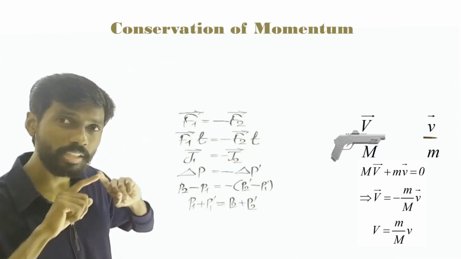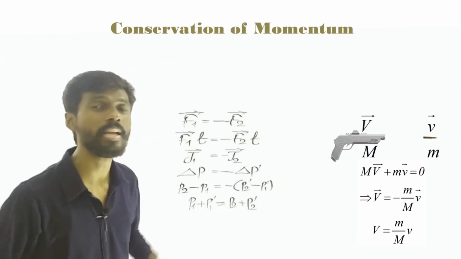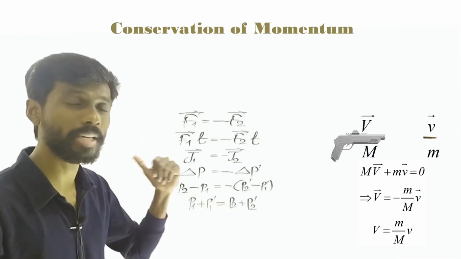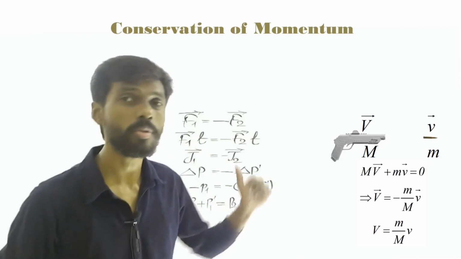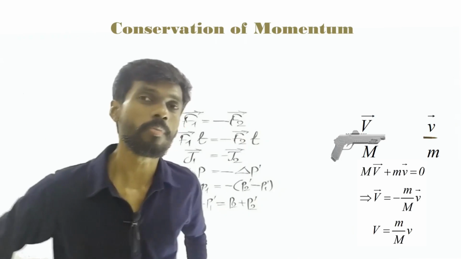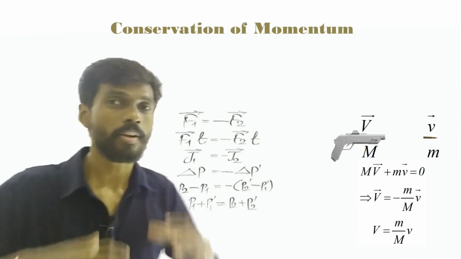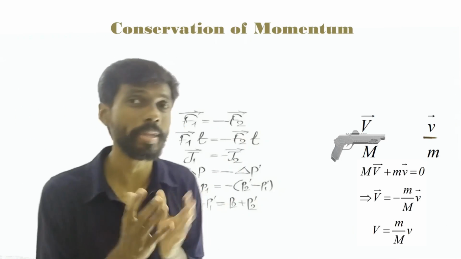So the bullet moves in the forward direction, so the gun will also have a recoil. In the opposite direction, it will have momentum, mass times its speed, but in the opposite direction. So this is the relation between the speed of the bullet and the speed of the gun in the opposite direction. So these are some examples where we can understand this concept of conservation of momentum. There will be a recoil due to this momentum conservation.